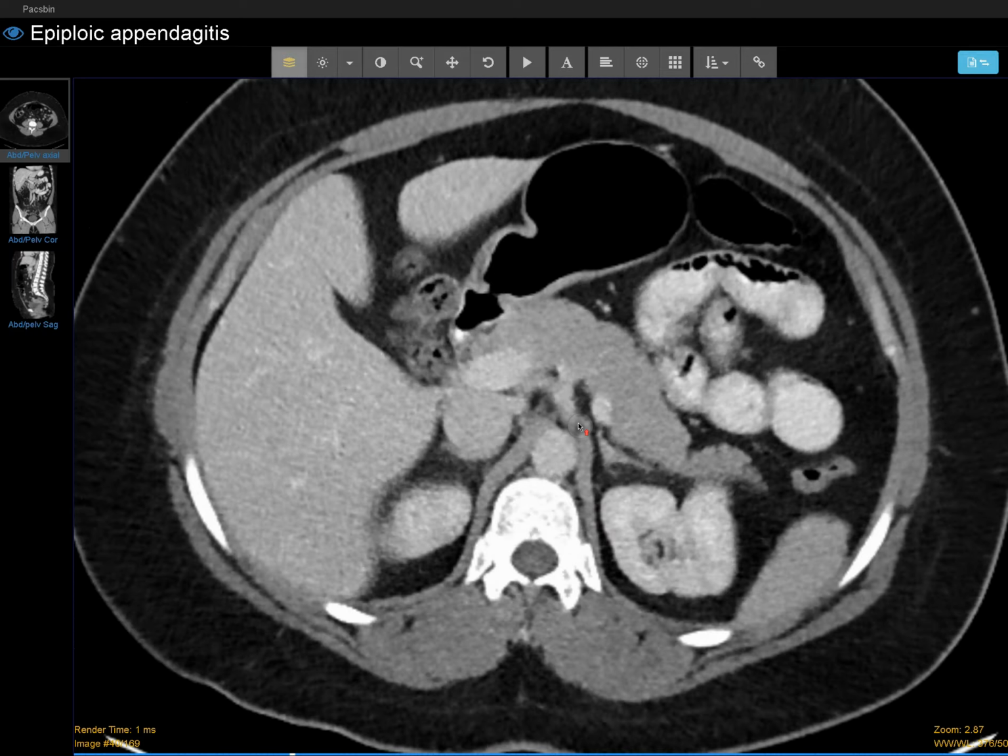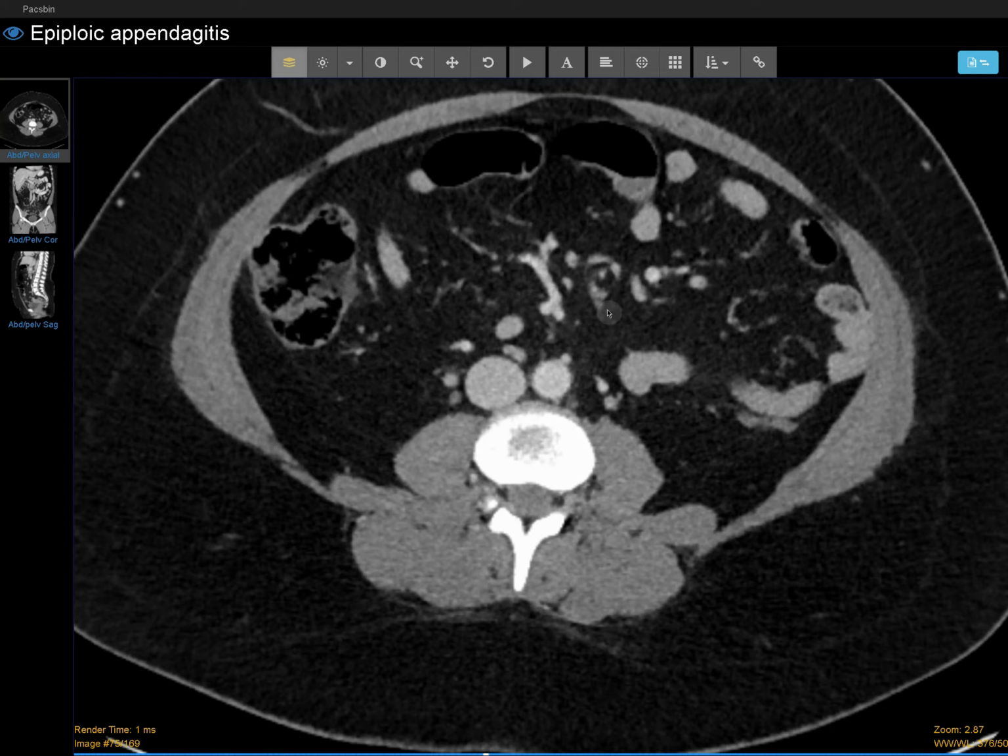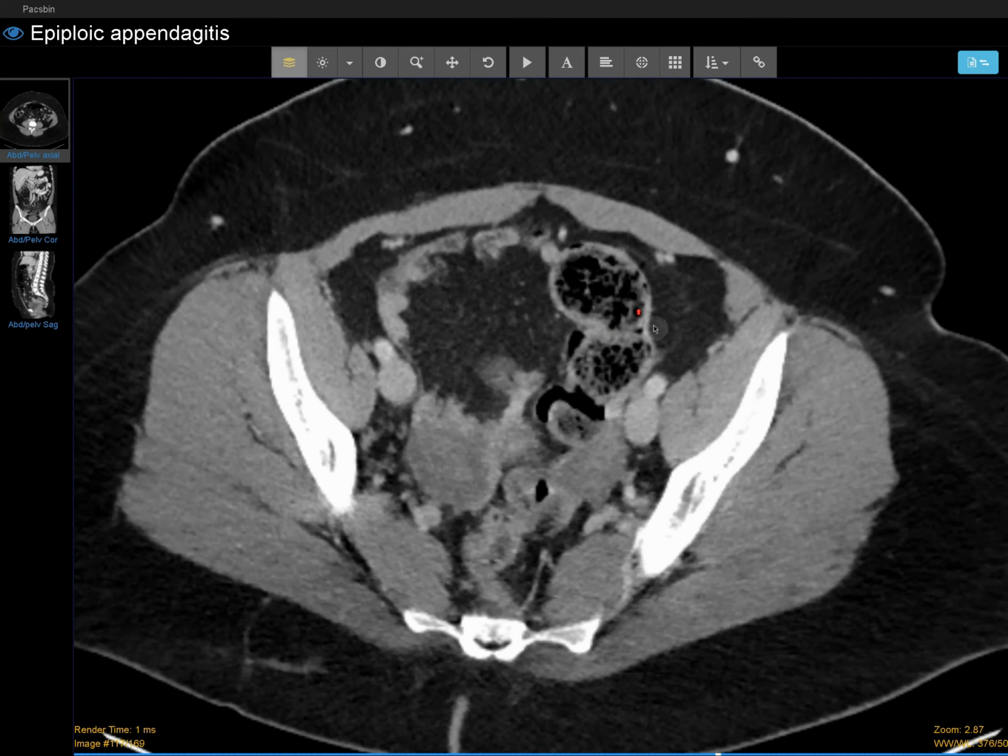And at this point, I'll just go to the top and follow my search pattern down to look at everything. But the diagnosis in this case is epiploic appendicitis.